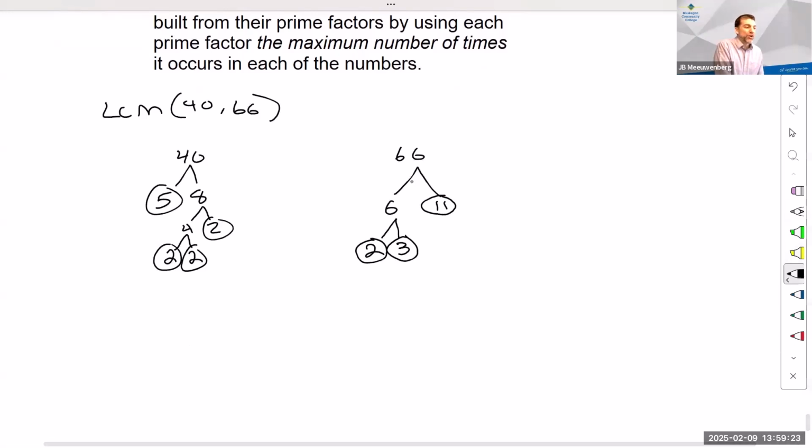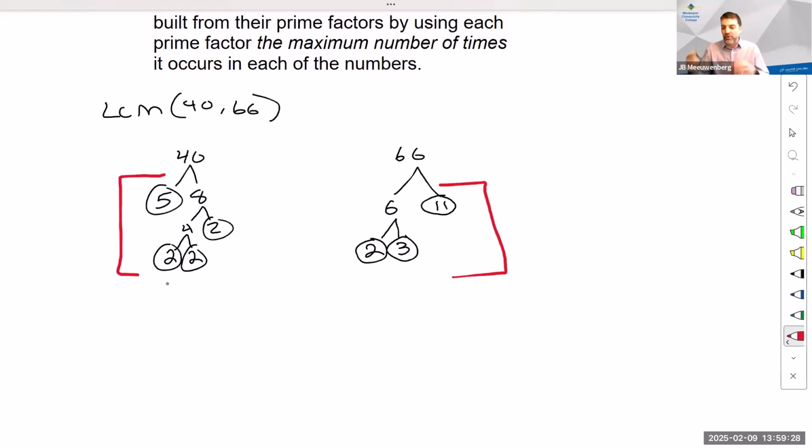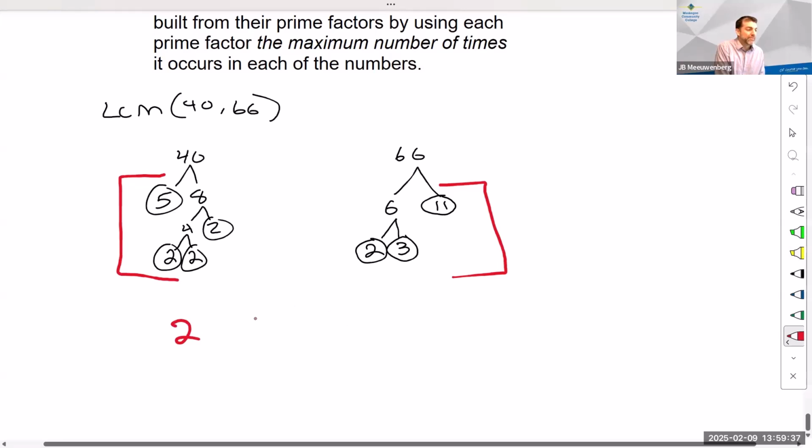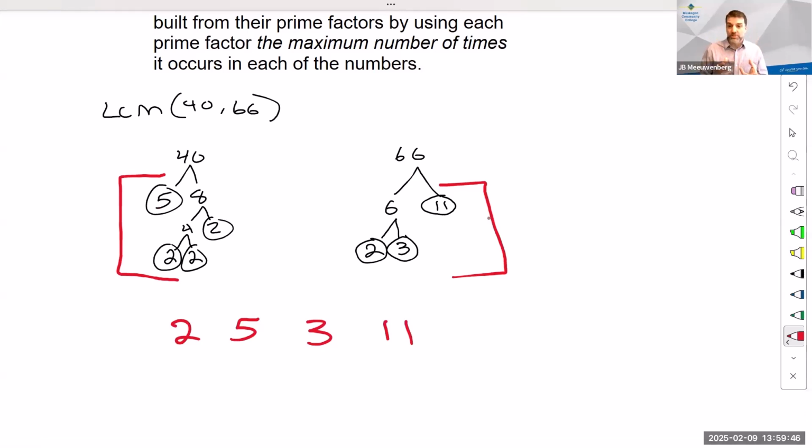So what I always like to do here is look at all of the numbers at the bottoms of these branches, all of those circled numbers. And I notice we have 2s, we have 5s, we have 3s, and we have 11s. So just scan all the circled numbers. I have to use those numbers to build this least common multiple. But I need to know how many of each one of these numbers I have to use.